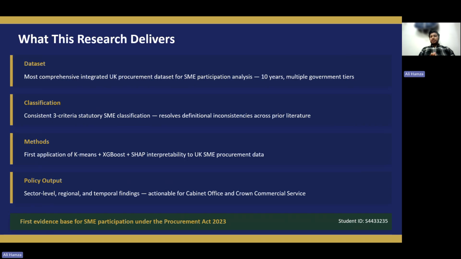Before that, I don't think so. To my knowledge, it has not been used before. And for the policy output, we have used sector level data, not individual level data, but sector level, regional level, or temporal findings.